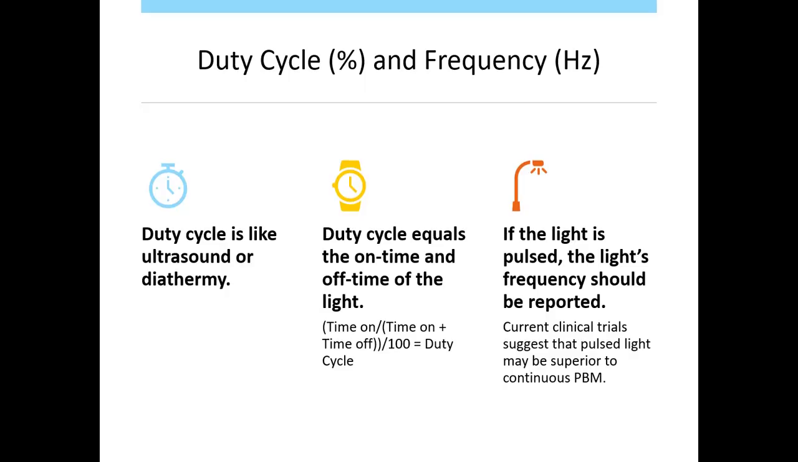The duty cycle is like ultrasound or diathermy. Duty cycle equals the on time and the off time of the light. This is calculated with a formula: the time on divided by the time on plus the time off, all divided by 100, and this equals our duty cycle. If the light is pulsed, the light's frequency should be reported. Current clinical trials suggest that pulsed light may be superior to continuous photobiomodulation.